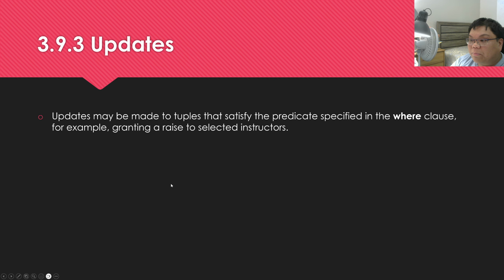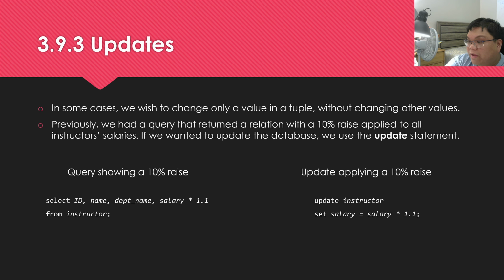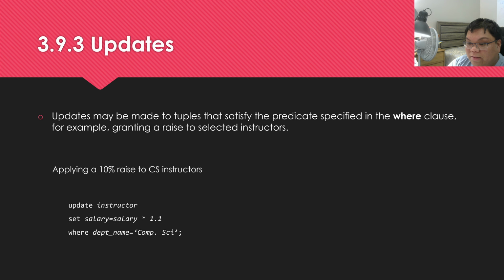Updates may be made to tuples that satisfy the predicate specified in the where clause, such as granting a raise to selected computer science instructors. So, this query is the same as the previous query, update instructor set salary equals salary times 1.1, but with this where clause, we're only applying it to computer science instructors.